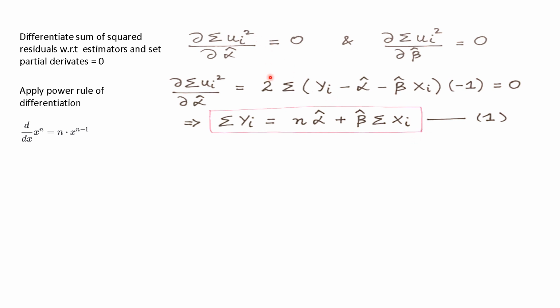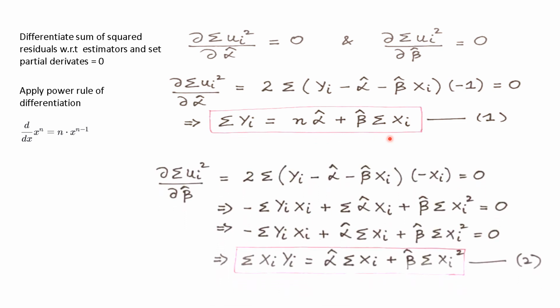What we have done is bring the 2 down as per the power rule of differentiation, then the bracketed term to the power 2 minus 1, which is 1, then differentiating this bracketed term with respect to alpha hat, and we'll get minus 1. So by simple manipulations, taking some terms to the right side, we'll get this equation. Similarly, we'll differentiate the sum of mu i square with respect to beta hat, and we'll get this equation 2. Right?